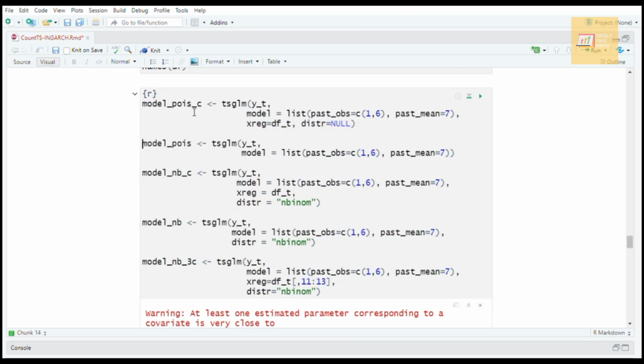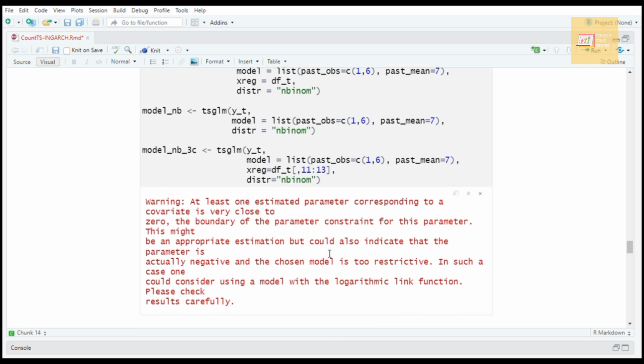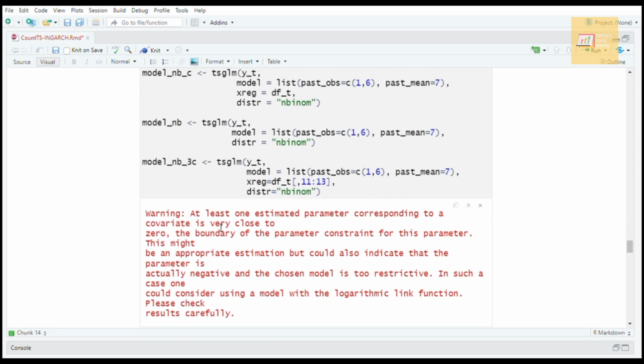Okay, we are done training the model Poisson C, the first model, and it gives us a warning message. It says that at least one estimated parameter is very close to 0. So it's saying that the model constraint almost cannot be met, because we saw earlier in the theory that we need to have positive parameters. Okay, but for now we'll just ignore this.